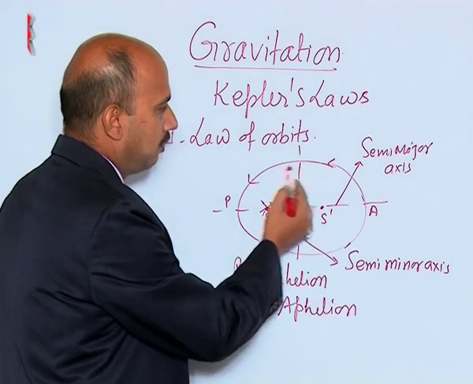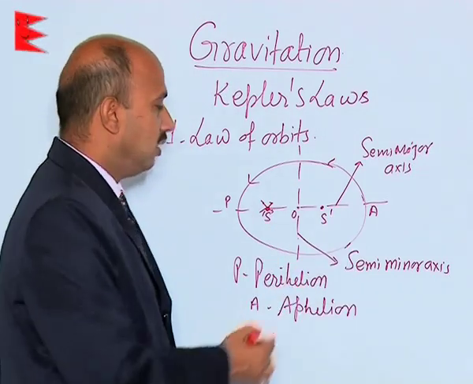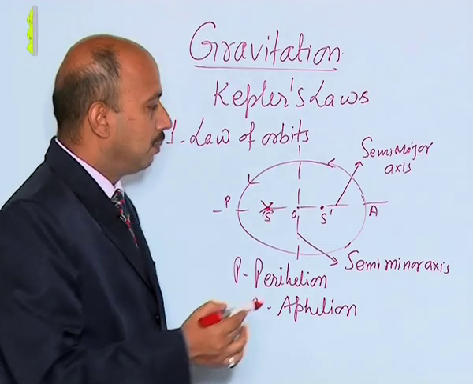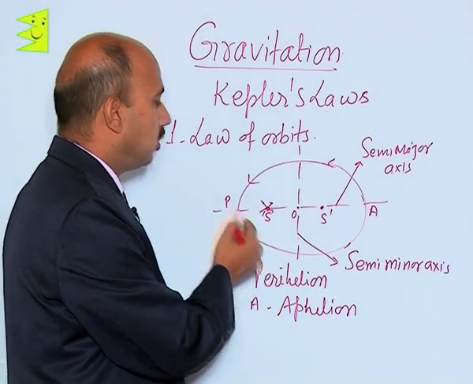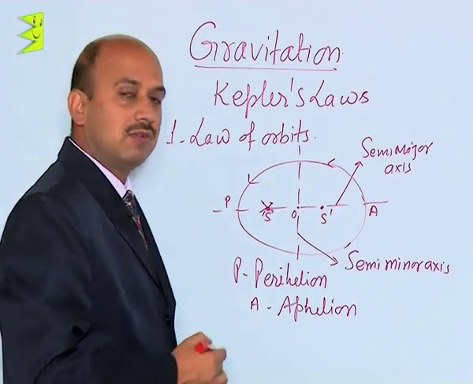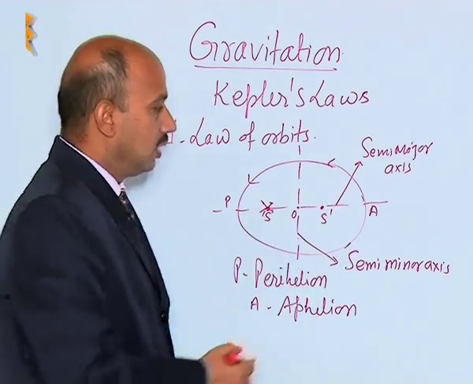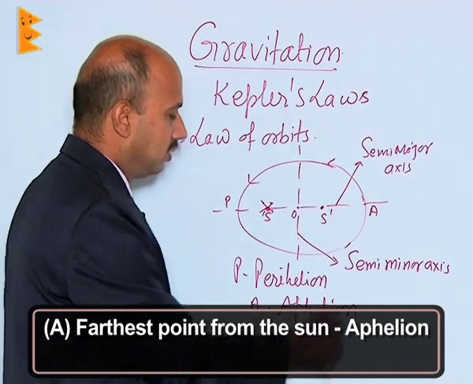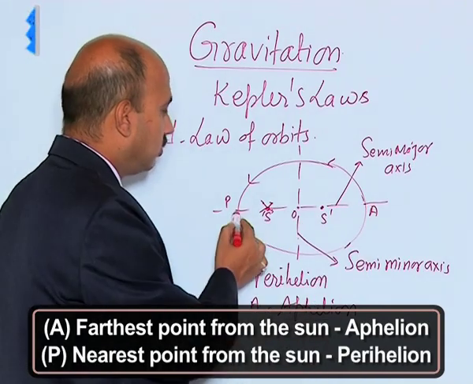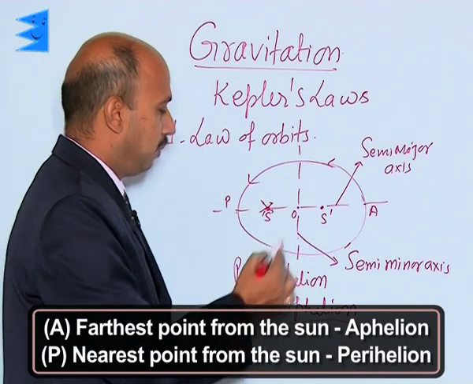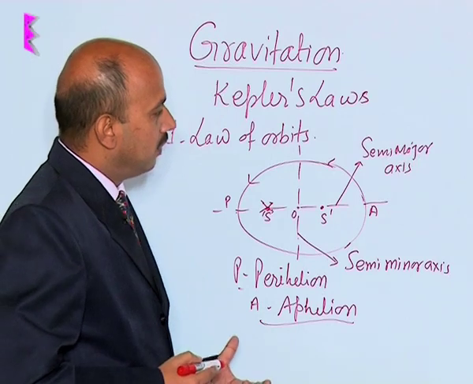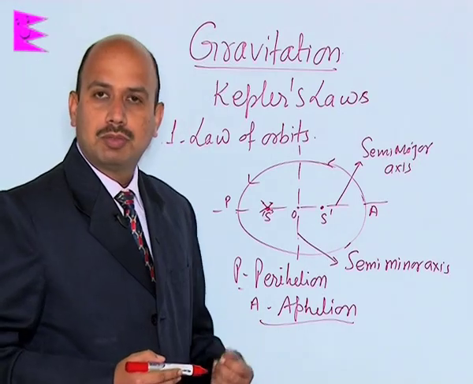So this is an elliptical orbit and the sun is situated at one of the foci, and the planet at one time comes closer to the sun and at another time is very far from the sun. A is the farthest point from the sun, and this is called aphelion, and P is the closest to the sun, that is called perihelion. So all the planets are revolving around the sun in an elliptical orbit.